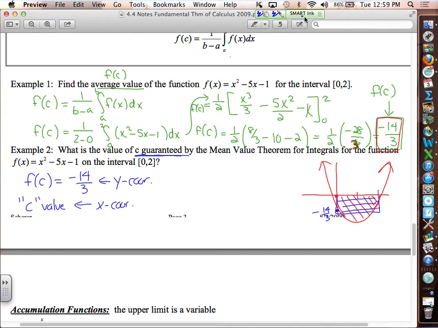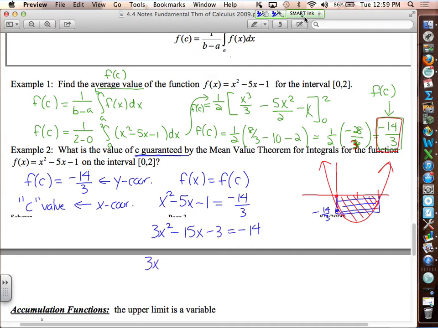So you just set your function equal to that f of c value we just came up with. So x squared minus 5x minus 1 equals that value we just came up with, which was negative 14/3. You're going to solve this equation. If you don't like the 3, you can multiply everything by 3. 3x squared minus 15x minus 3 is negative 14. I can put the 14 on the other side. If I add 14, I'll get plus 11.